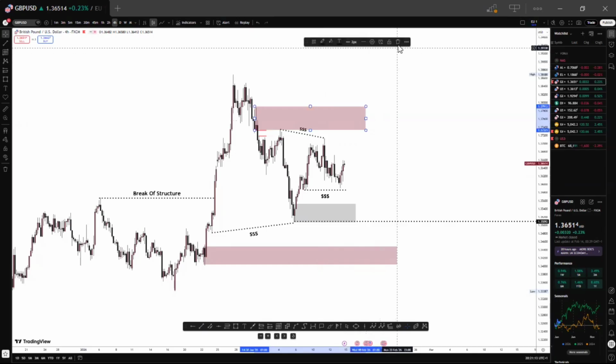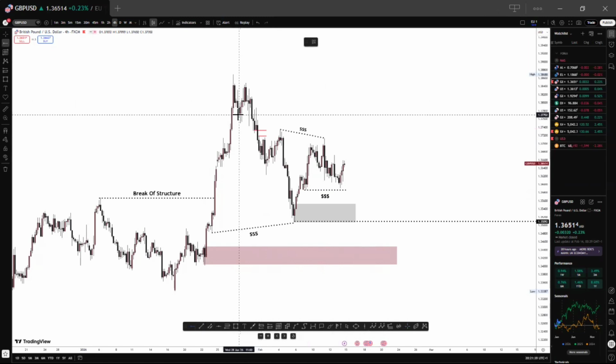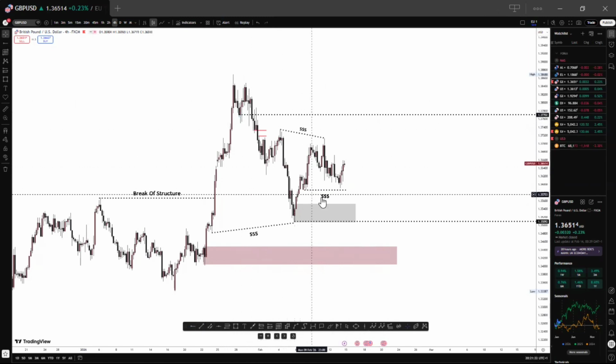So I'm going to take this out. So I'm just going to leave it like this because I don't trust that zone. But we have a supply zone here. So I'm going to leave it like this. Okay. So this is my analysis for GBP USD.